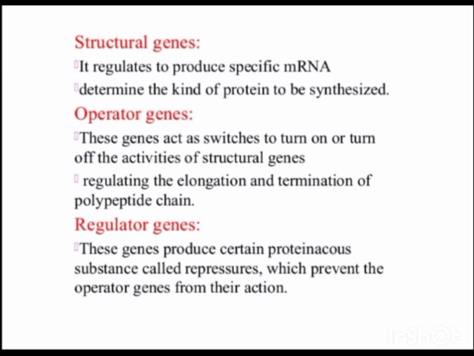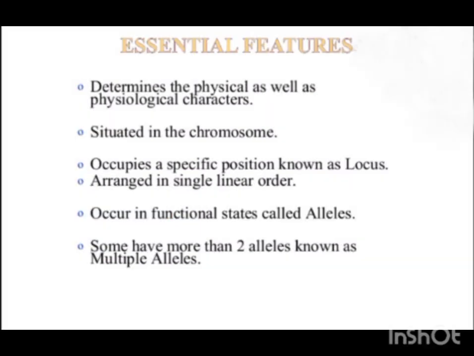Operator genes. These genes act as switches to turn on or turn off the activities of structural genes, regulating the elongation and termination of the polypeptide chain. Regulator genes. These genes produce certain proteinaceous substances called repressors, which prevent the operator genes from their action. Let's see about the essential features of genes.